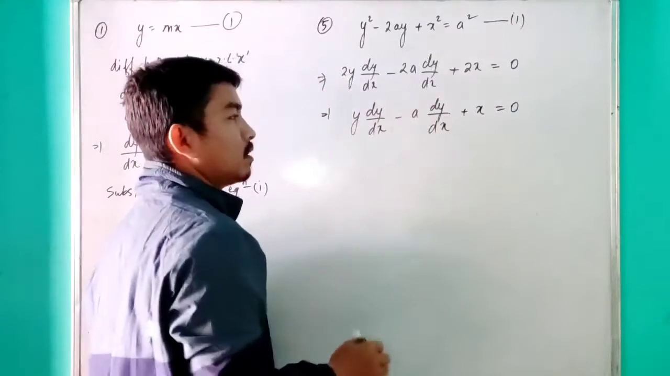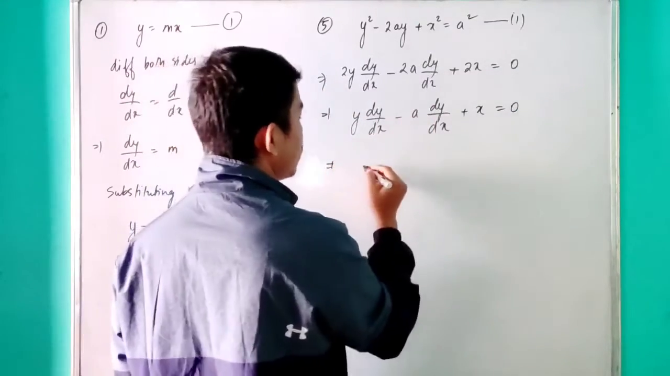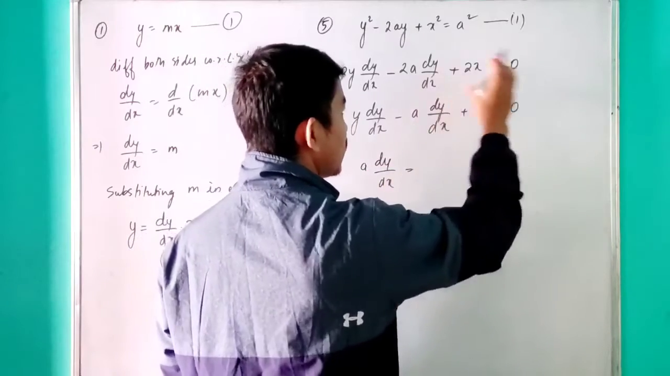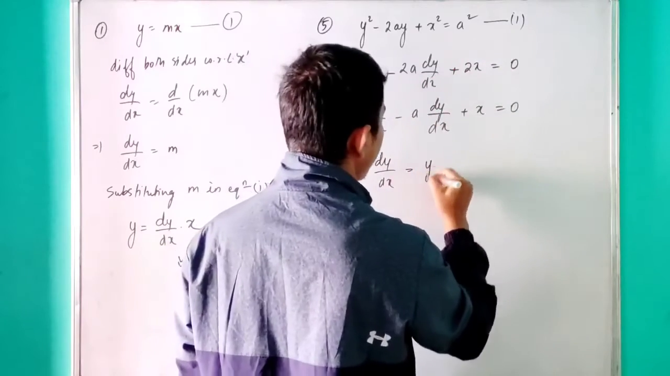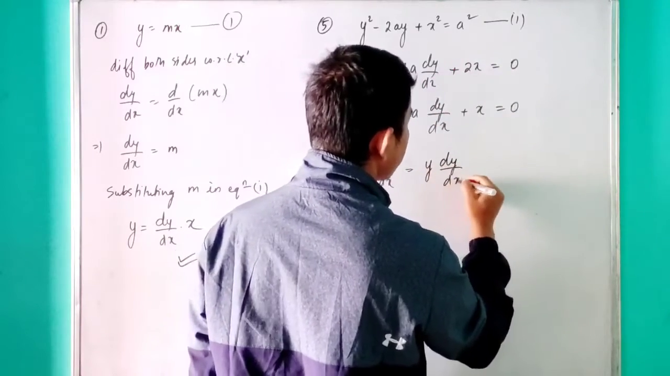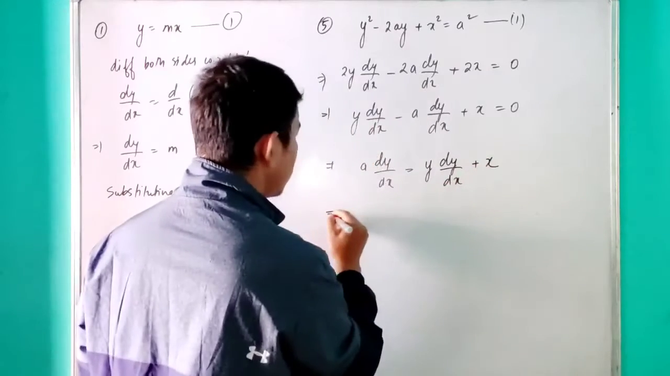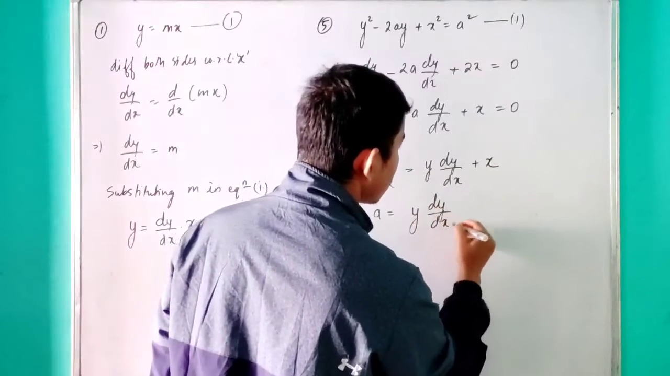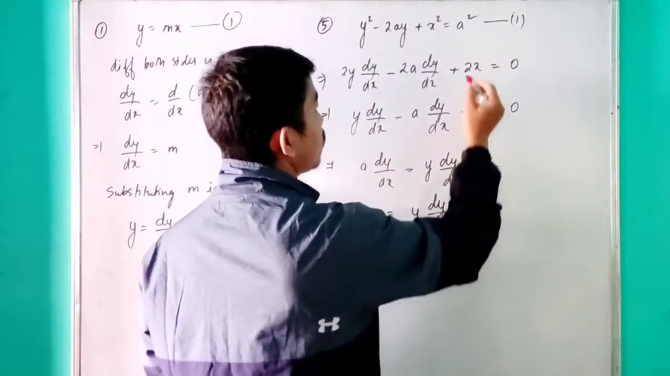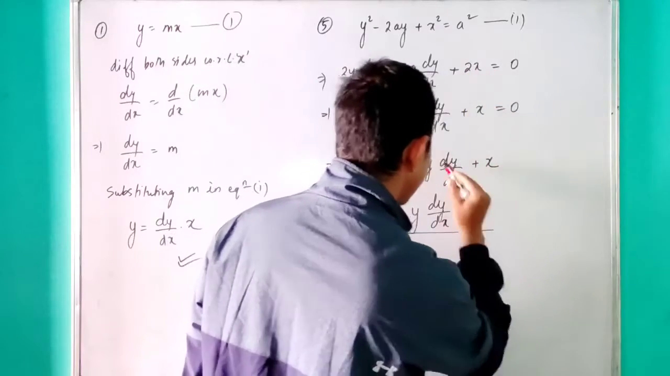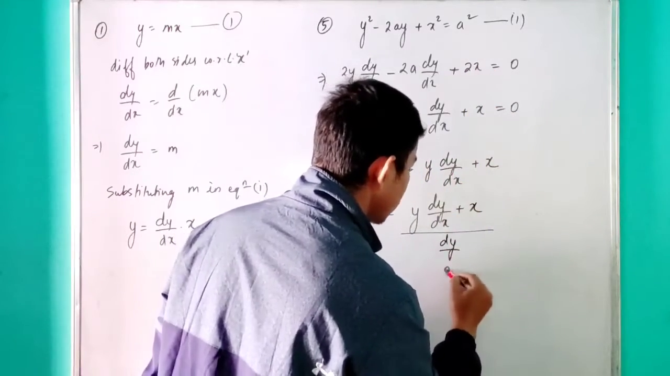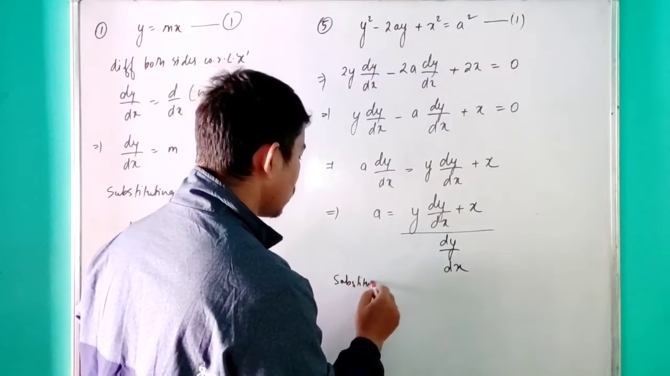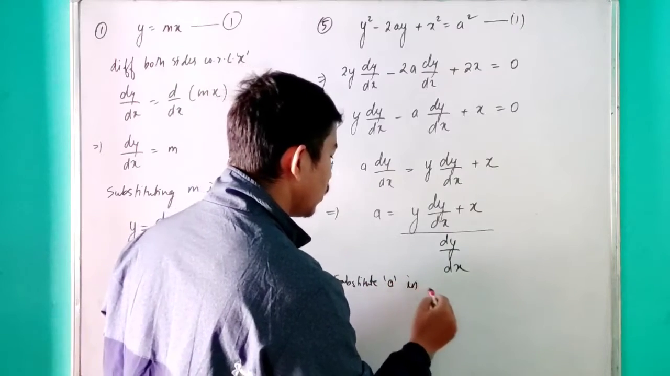So from this I'll get the value of a. I'll take this one here. So a dy by dx will be equal to, if I take this one there, the rest remain in its own place, so it will be y dy by dx plus x. This implies that a will be equal to y dy by dx plus x divided by dy by dx. So now what will I do? I'll substitute the value of a in equation 1.